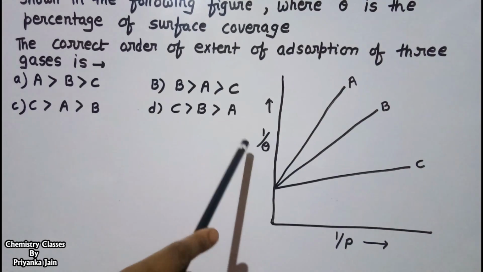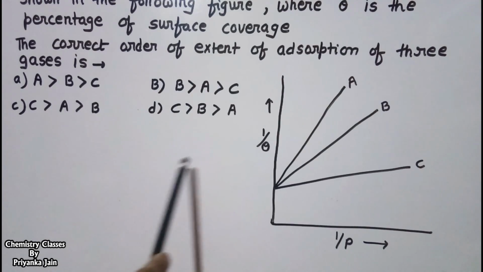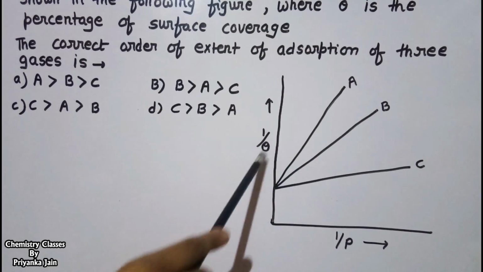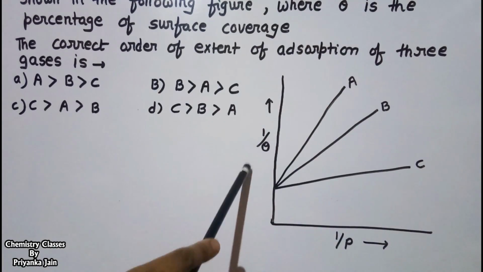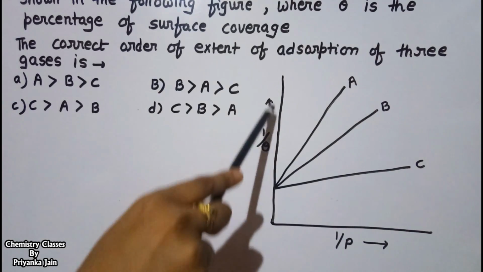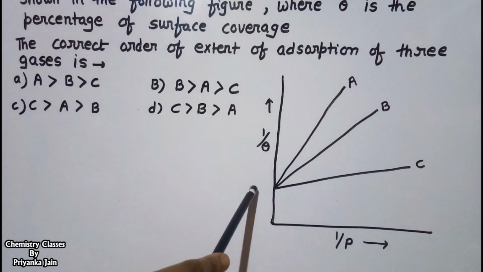So the extent of adsorption increases with increasing value of theta. But here we are given 1 by theta, the reciprocal of theta. It is not theta, it is the reciprocal of theta. It means if 1 by theta increases, the extent of adsorption will decrease.